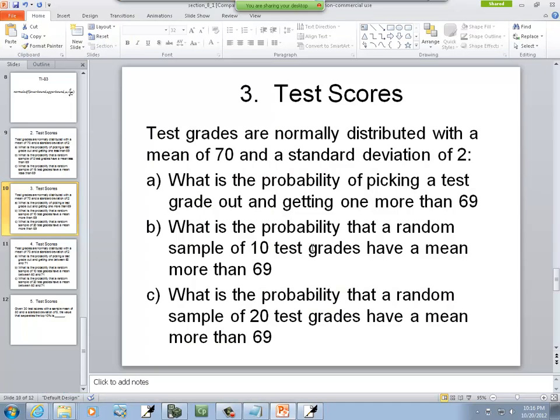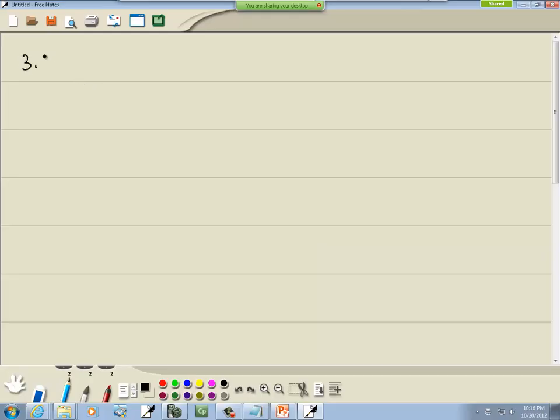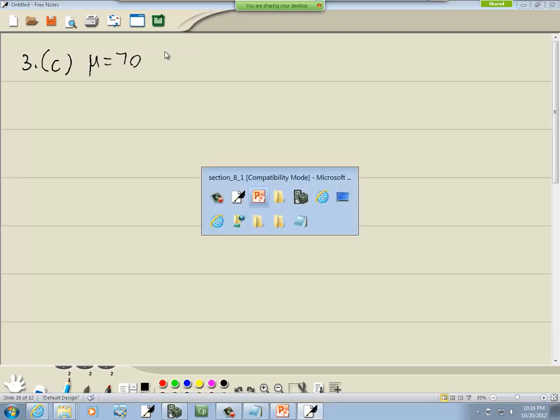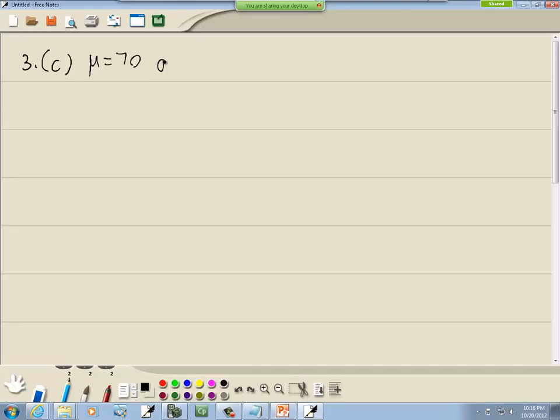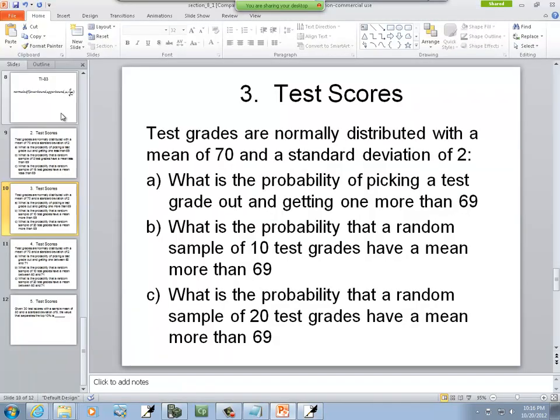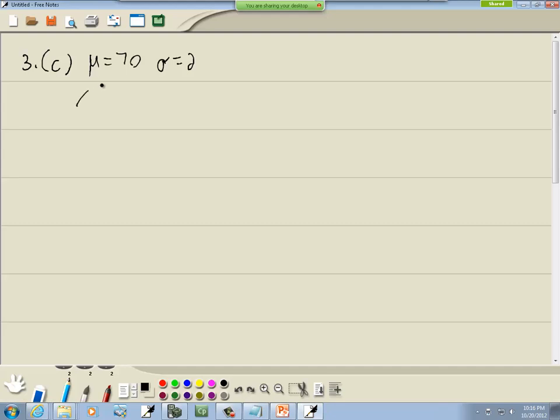And let's look at part C. Okay. So 3C. Our mean is still 70. Standard deviation is still 2. And C says, what is the probability a random sample of 20 test grades has a mean more than 69? So here's 69, more than is still shaded this way. So we'll do normal CDF.